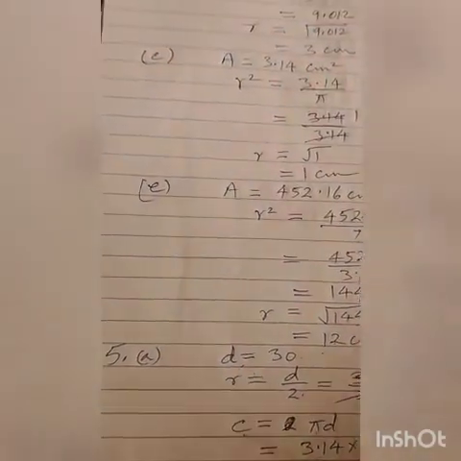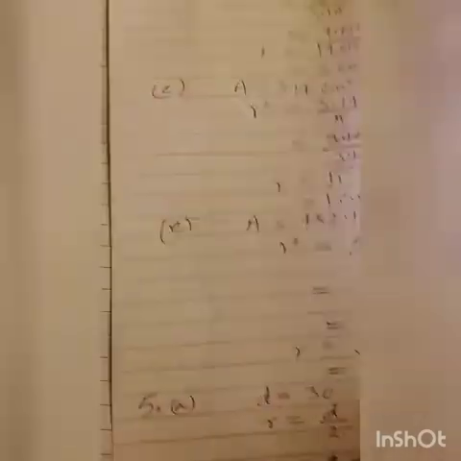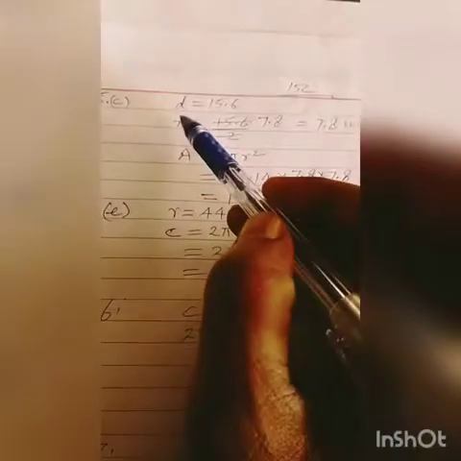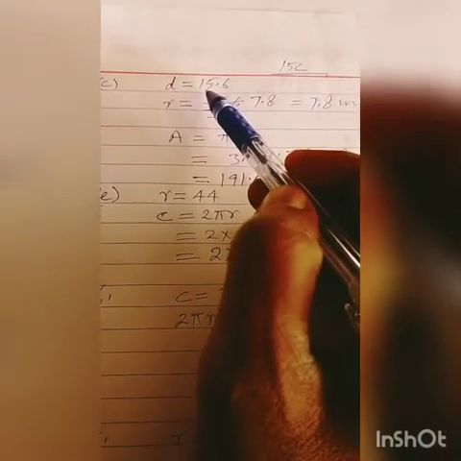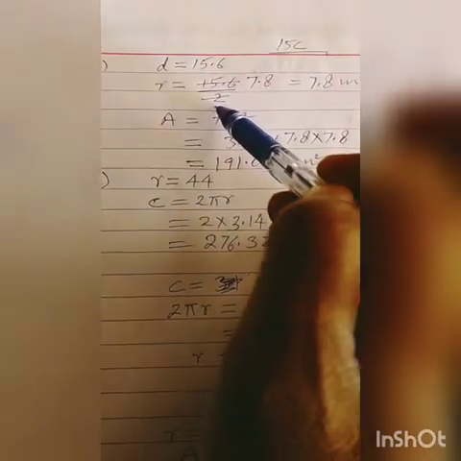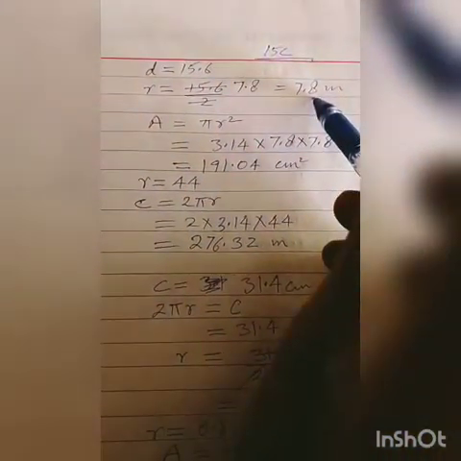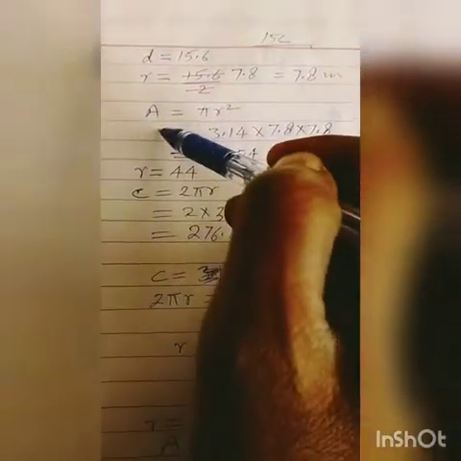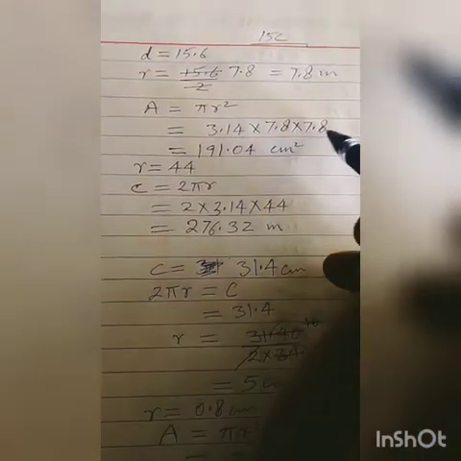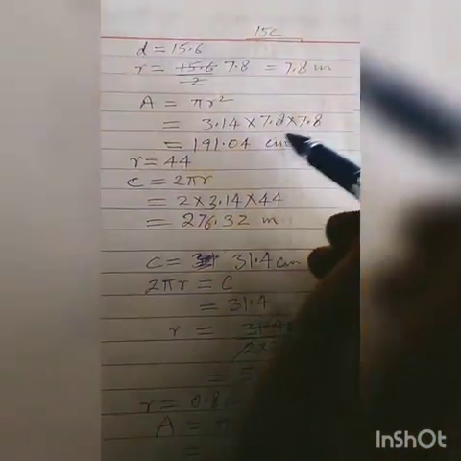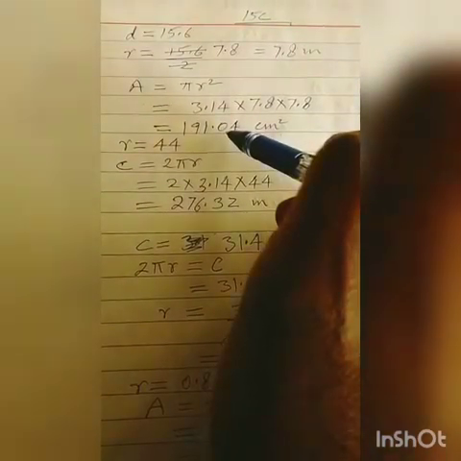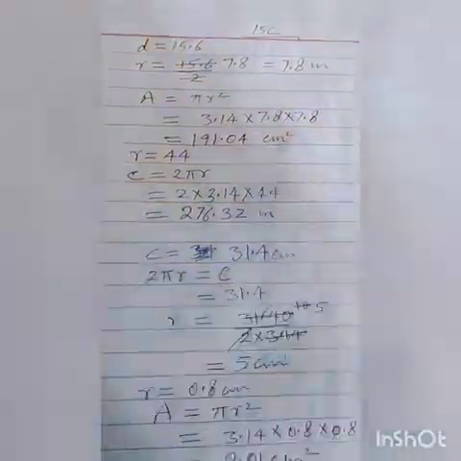Okay, now the next one, C part. Diameter is given and you have to find radius here also, so divide by 2, you get 7.8 meter. Now area formula is pi r square, so pi into r, multiply all three and you get 191.04 centimeter square.